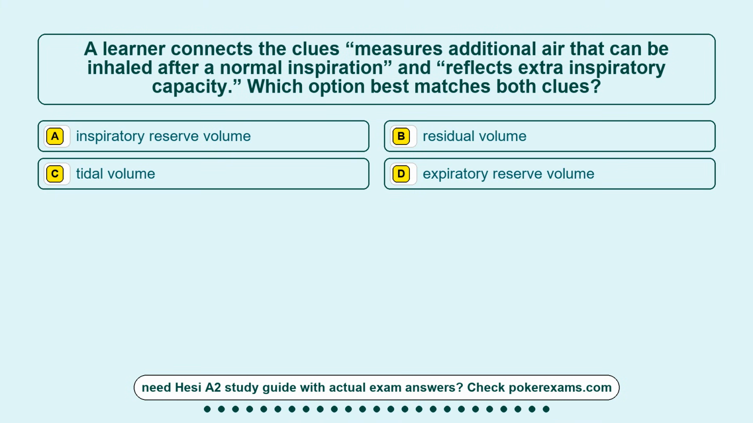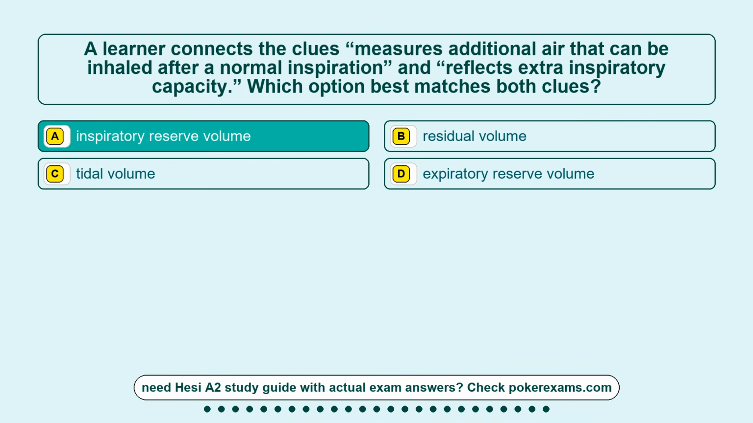Option A, inspiratory reserve volume. Option B, residual volume. Option C, tidal volume. Option D, expiratory reserve volume. The correct answer is option A, inspiratory reserve volume.